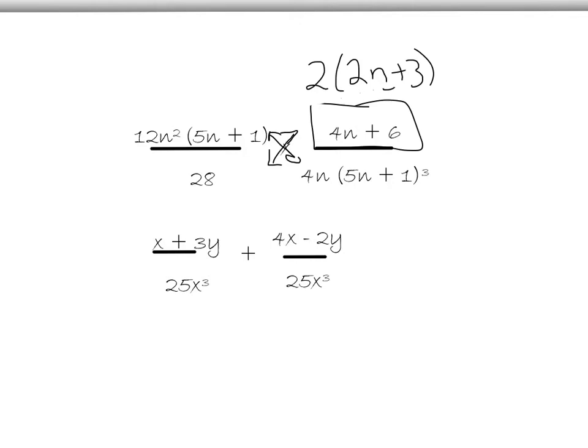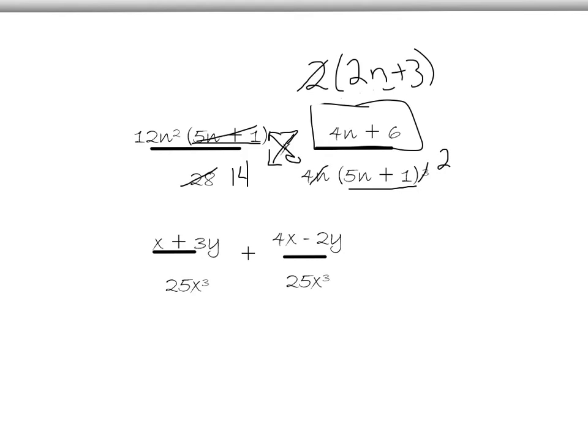So I'm going to go ahead and look for cancels. Right away, I see a 2 and a 28. If I were to cancel those, I would be left with a 14 there. I also see a 5n plus 1 to the third, and a 5n plus 1. If I cancel that, this is going to become to the second, because I only took away one of those 5n plus 1s.